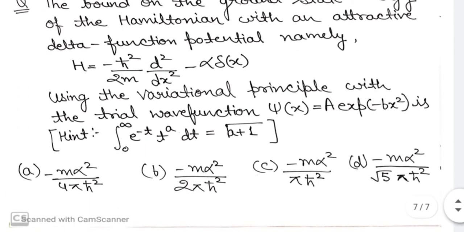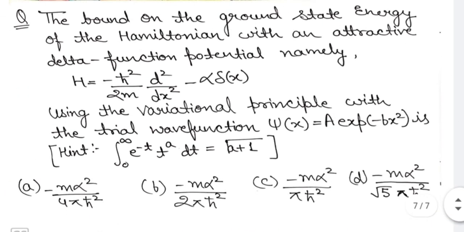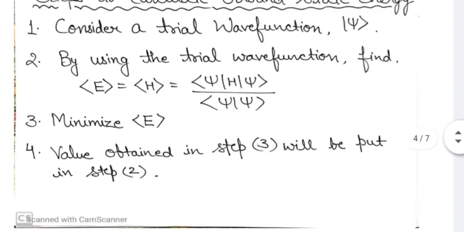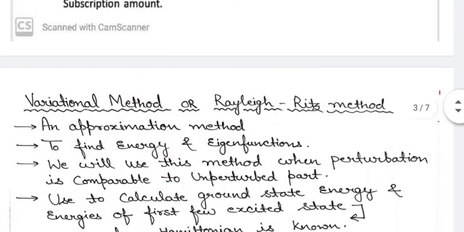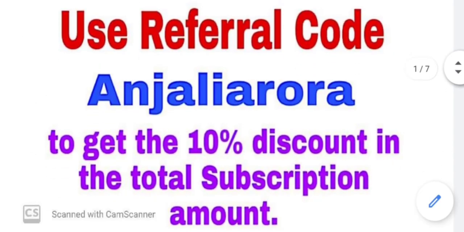Also guys, let's have a look at the next question, which is just a general question. I hope you will simply be able to do it. Again, it is related to the variational principle, where you just need to find the ground state energy. The Hamiltonian is completely given here, and some hint about this integration is given. So by taking the steps I have explained to you, you can even try this question. These were the steps we discussed in the previous video. If you have not watched it, you can watch it, and everything will get clear to you.